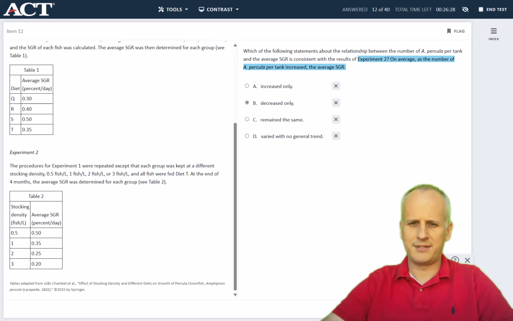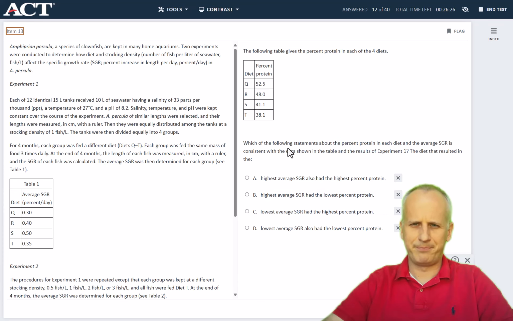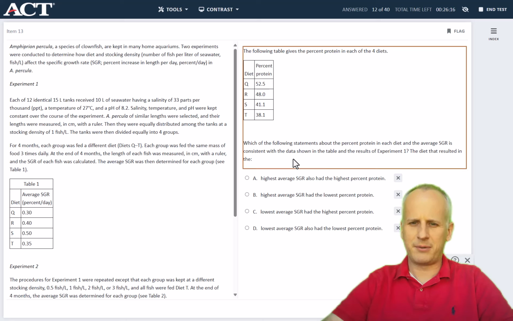So as the number of A. percula goes up, the SGR goes down only. We select choice B as the correct answer, move on to the next problem, which states, which of the following statements about the protein in each diet and the average SGR is consistent with the data shown in the table and the results of experiment 1? So we're just focusing on the table that is given above and the results of experiment 1.